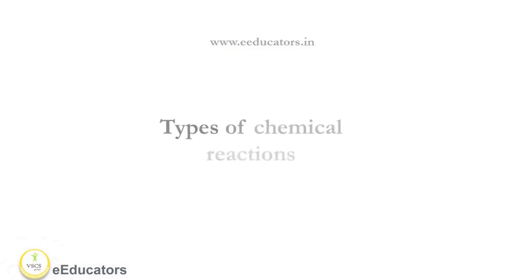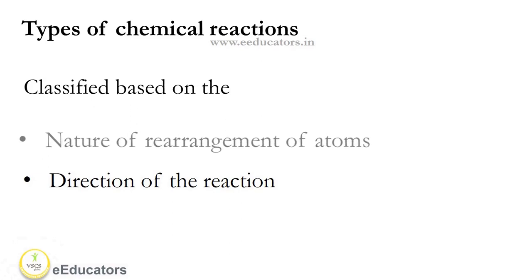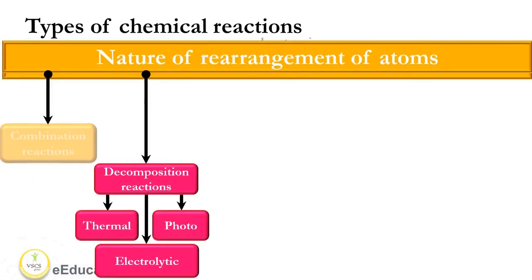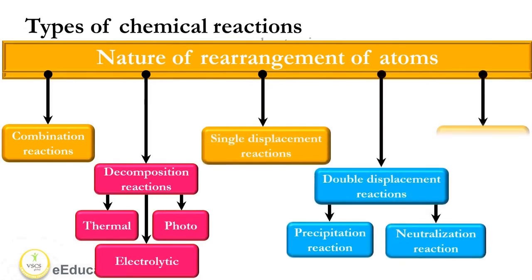Types of Chemical Reactions Part 2. In Part 1 we discussed the different types of chemical reactions. Under the nature of rearrangement of atoms we discussed combination reactions and decomposition reactions. Now we will discuss the remaining types: single displacement reactions, double displacement reactions and combustion reactions.